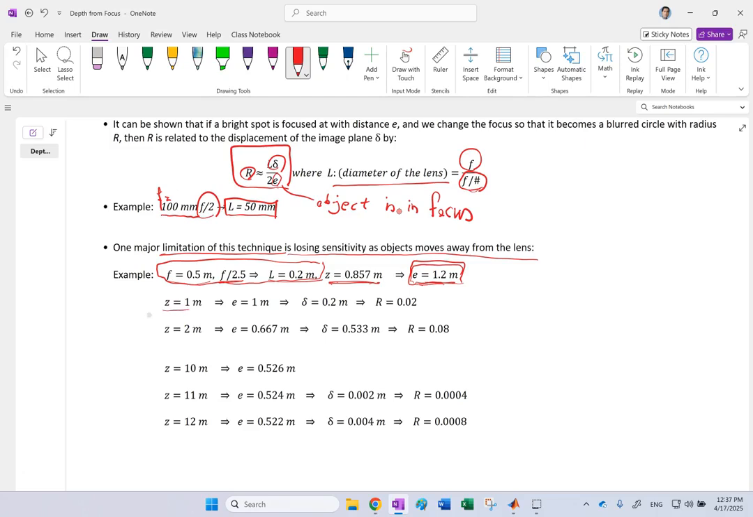How? You move the object. Right? So there are two ways to make the object out of focus. Either you change the camera or you move the object. So let's say here, we move the object a little bit from 0.857 meters, we move it to 1 meter. We change it a little bit.